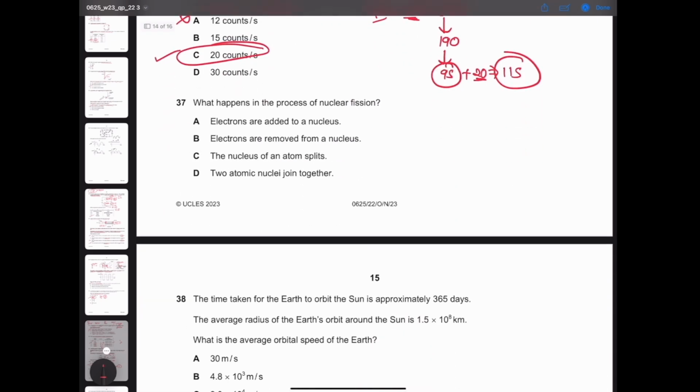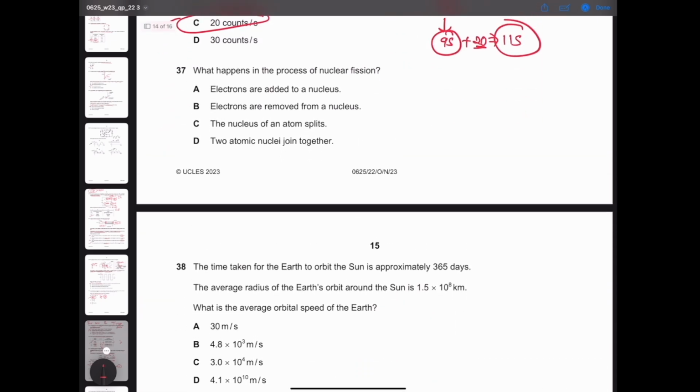Now, question number 37. What happens in the process of nuclear fission? Fusion is when two nuclei fuse together. Fission is when one nucleus splits. So the nucleus of an atom splits. Answer is C.